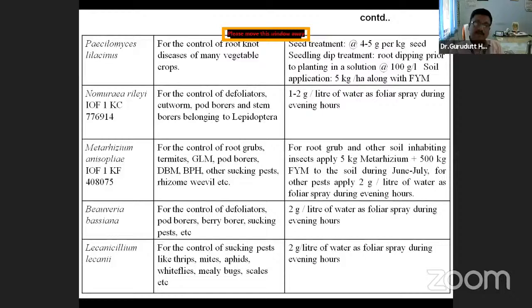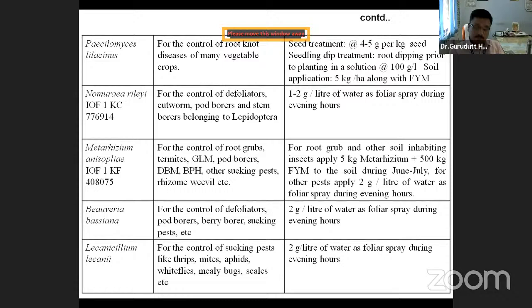Then comes Nomuraea, Metarhizium, Beauveria, Lecanicillium. My colleague from Raichur University, Dr. Hosmani, must have told you about these mycoinsecticides. They are also being widely produced and used in our area for the control of defoliators, cutworms, pod borers, especially the Nomuraea rileyi. And Metarhizium is especially for the diamondback moth, brown plant hopper, root grubs, mites, termites. Beauveria bassiana is for defoliators, pod borers, etc. Lecanicillium lecanii is for sucking pests. So they are being used at 2 gram per liter as a spray to manage most of the crop pests.